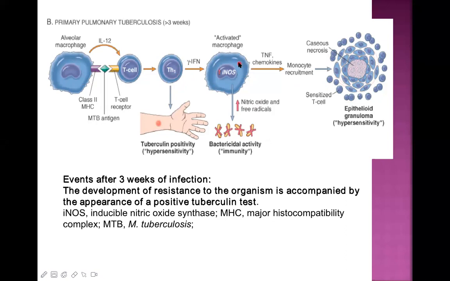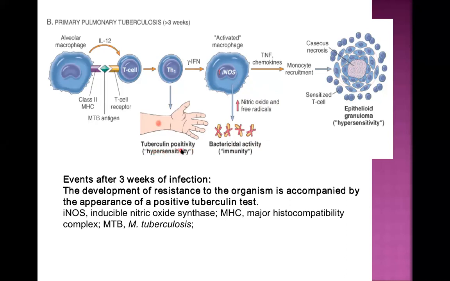Now these activated macrophages have more killing ability. They can kill the Mycobacterium tuberculosis better than before. So see that they have bactericidal activity. These are all nitric oxide and free radicals. With the help of these, they can kill that. Now there is one important point written, which is called tuberculin positivity.